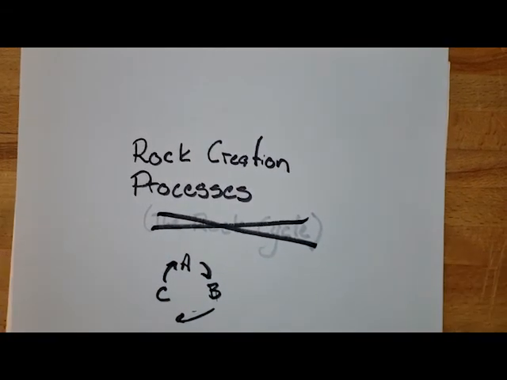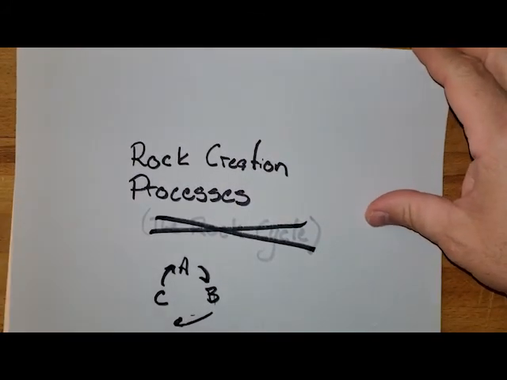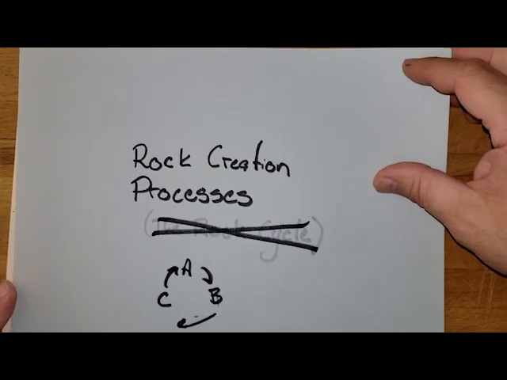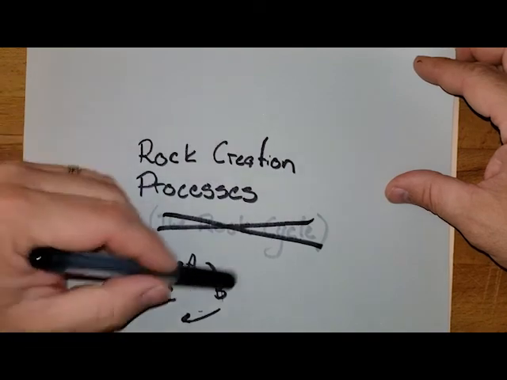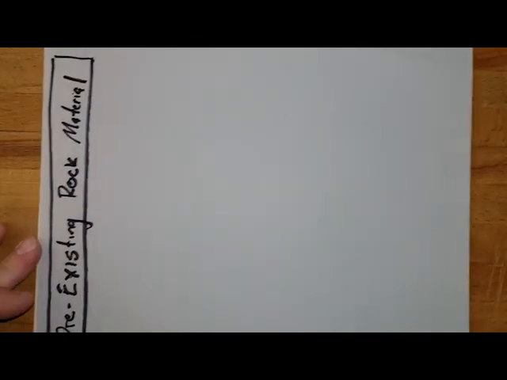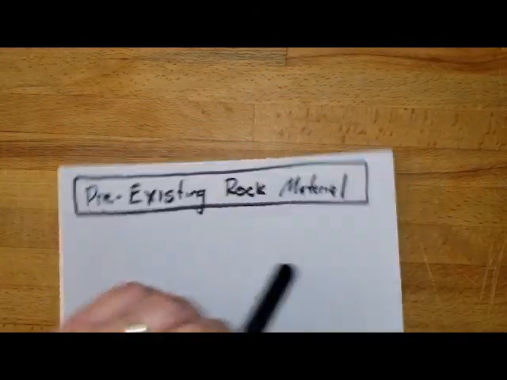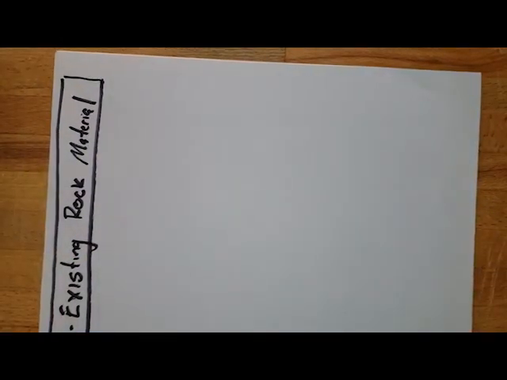Although it is commonly known as the rock cycle, I prefer to think of it more as a rock recycling program, just because it's going to be using one type of rock and making any other different type of rock. So let's take a look at what we have. We're going to begin with our pre-existing rock material, and that is going to go through three different steps in order to make a new type of rock. All right, so let's go through these.